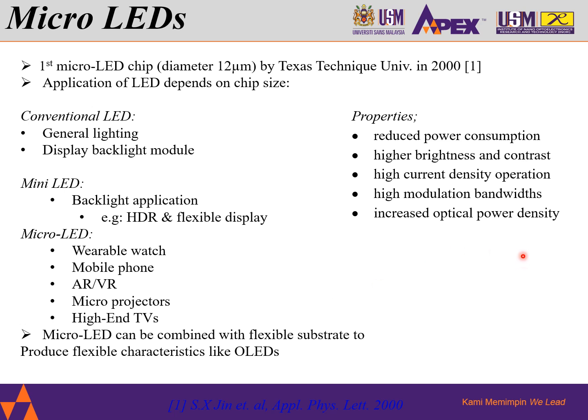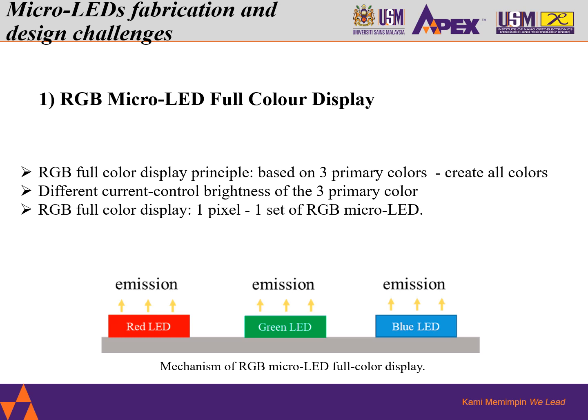The properties of micro LEDs are reduced power consumption, high brightness and contrast, high current density operation, high modulation bandwidth, and increased optical power density. So the fabrication and design challenges for this kind of micro LED, the first one is RGB micro LED with a full color display.